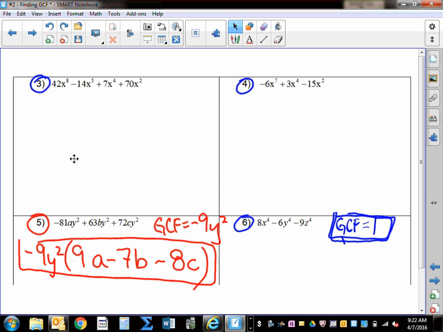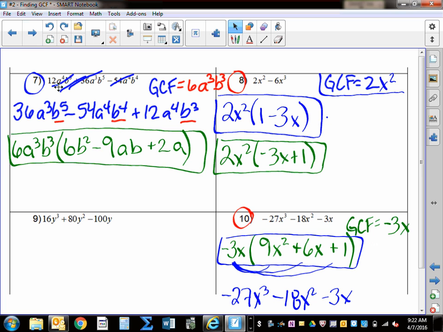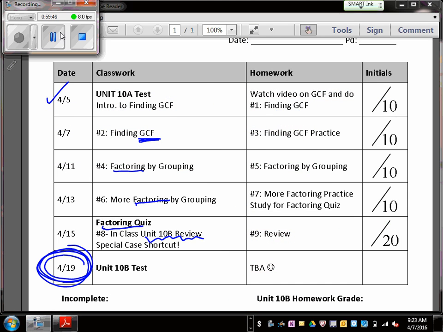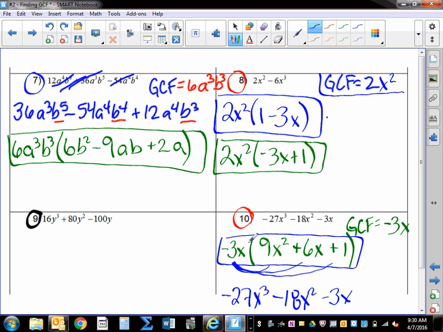Do 3 and 4 with the person that I just told you to work with. Do we still have 9 to do? Okay, 3, 4, and 9. I apologize. I didn't realize there was one more. 3, 4, and 9. And then we're going to come back together and go over those. Alright, you guys are doing pretty good with these. So let's take a look at it, make sure we're getting it.